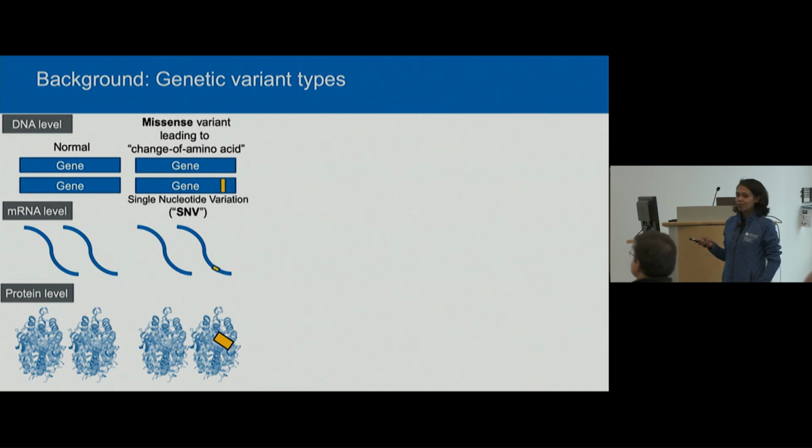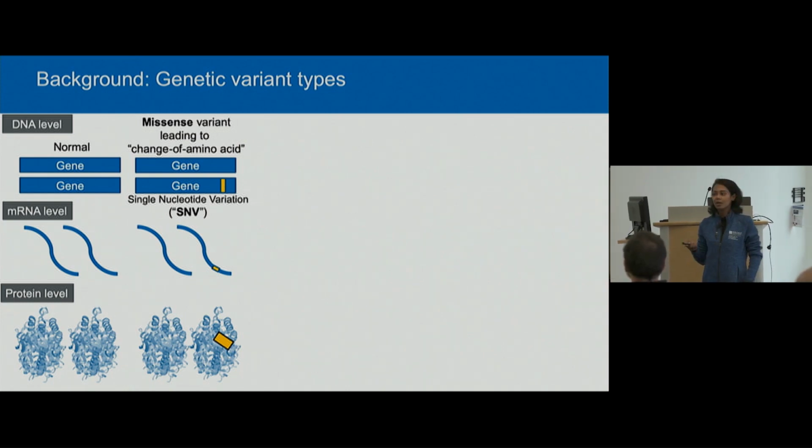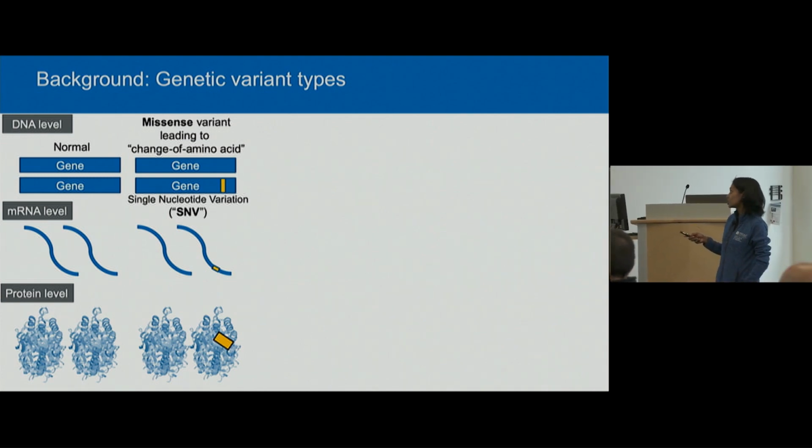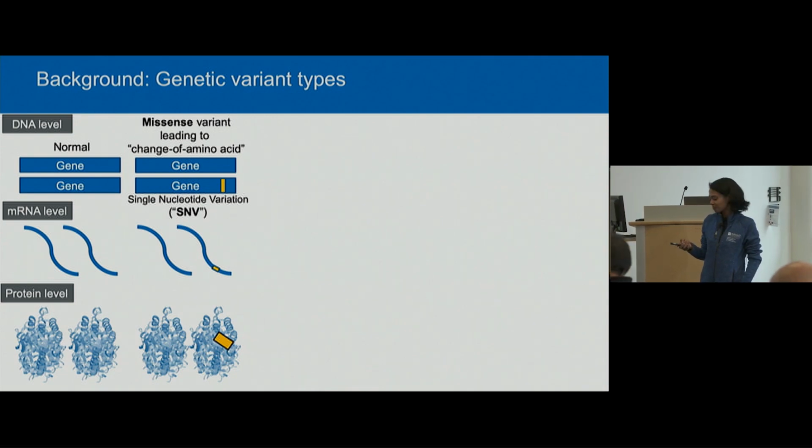The first type of wrong thing that can happen is by changing a single nucleotide in the genome, which we call single nucleotide variation, or SNV. This is a variation type that may or may not change an amino acid in the protein sequence. When it leads to the change of an amino acid, we call this variant a missense variant. A missense variant changes the amino acid in a single position, so a single position on the structure is changed.